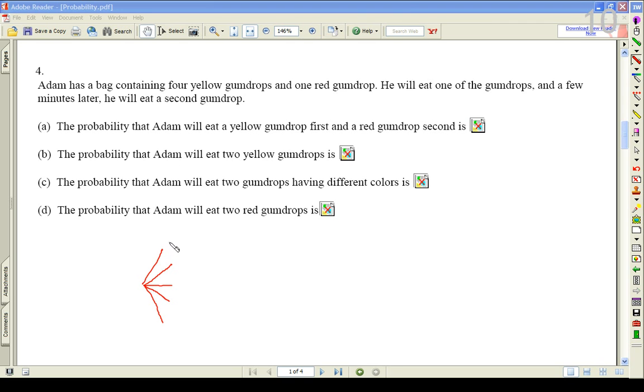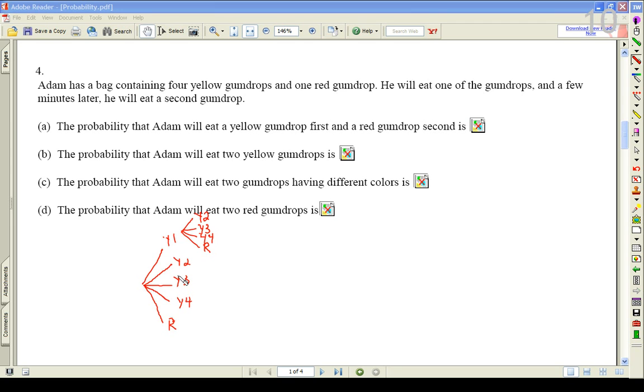All right, the question says he could eat a yellow gumdrop first or a red gumdrop. He has 4 yellow gumdrops. So I'm going to distinguish between them. There's yellow 1, yellow 2, yellow 3, and yellow 4. And there's 1 red gumdrop. To see what he eats for the second, so these are all the options for the first. For the second, after he eats yellow 2, he can eat yellow 1, yellow 3, yellow 4, or the red gumdrop.